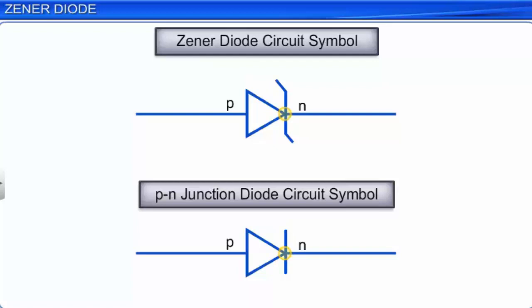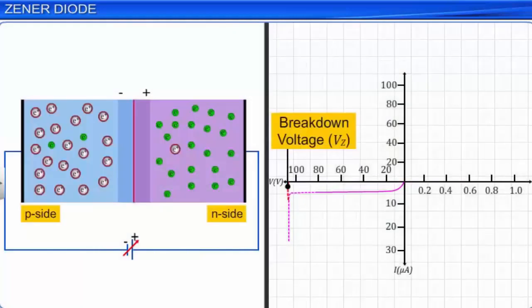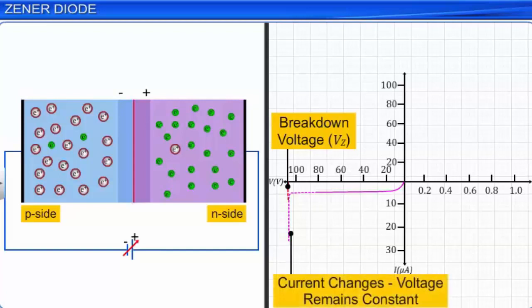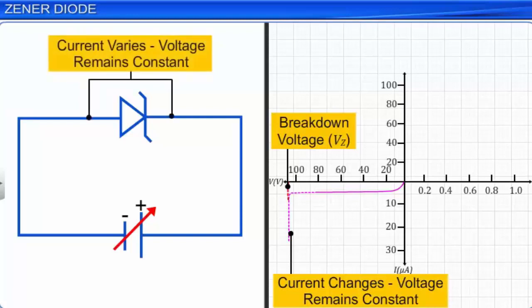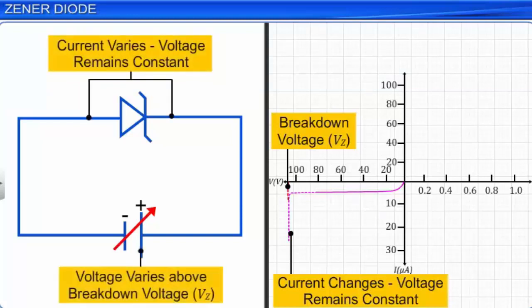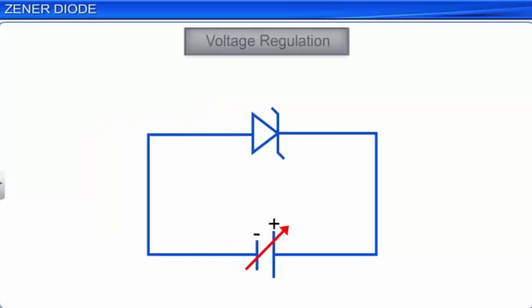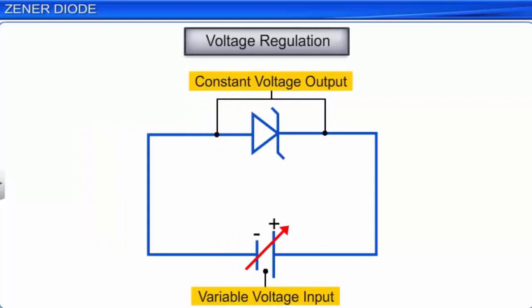Beyond the breakdown voltage, even an insignificant change in the reverse bias voltage can produce a significantly large change in the current. This implies that the voltage across the ZENER diode remains constant, even though the current through it varies widely. Thus, a ZENER diode can be used as a voltage regulator to convert a variable voltage input into a constant voltage output.